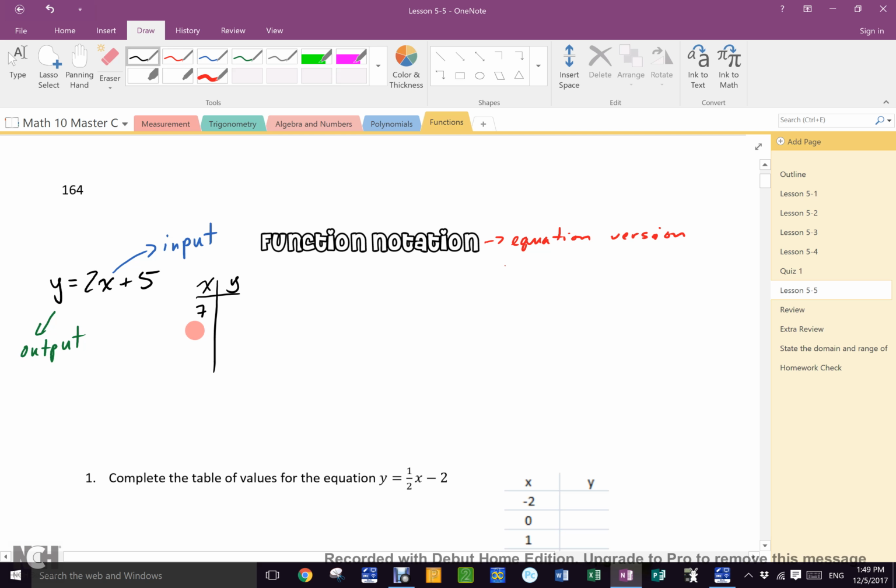Yes? So, I could put any numbers here. 7, 12, and 6. Perfect. No problem. So, if I input 7, what is my output? 19. Why is it 19? Because 2 times 7 plus 5 equals 19. What if it was 12? 29 and 6, 17. Is everybody cool? Now, the next question I will ask you is this a linear equation?